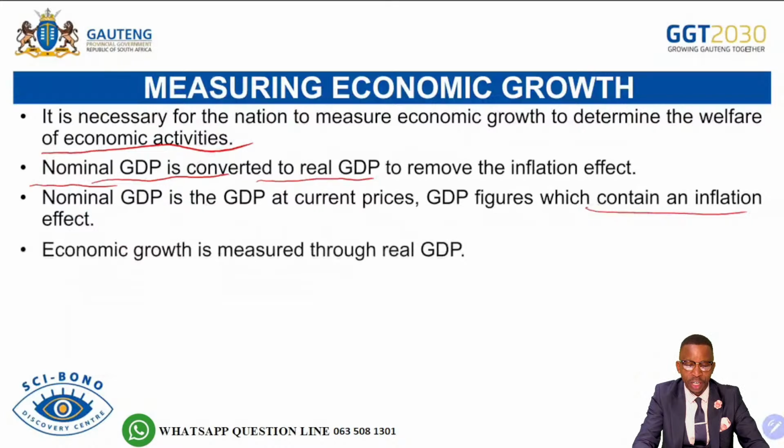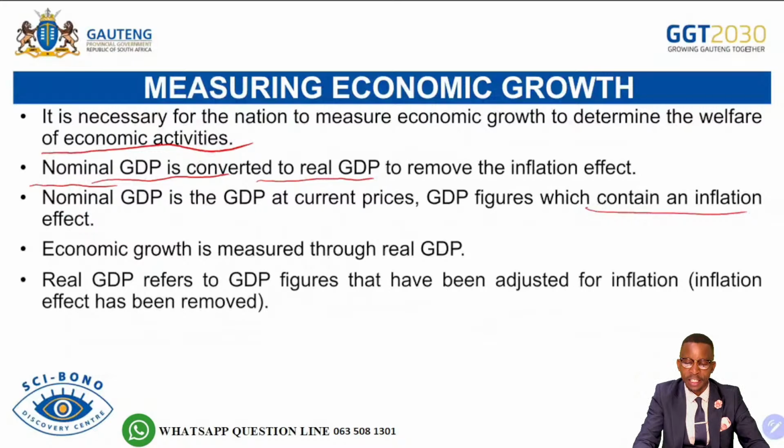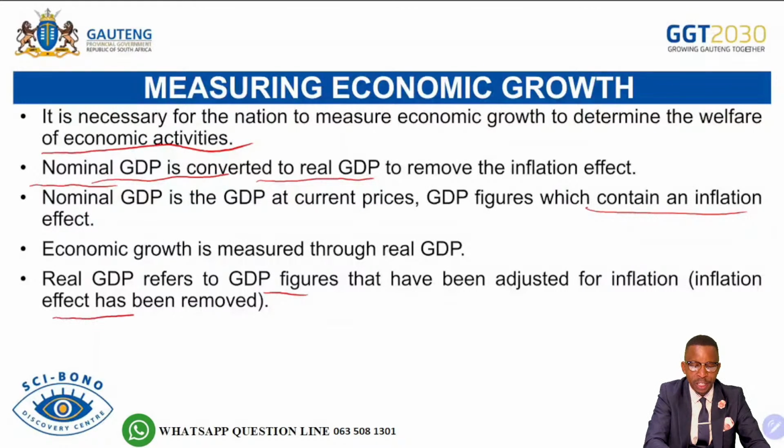Economic growth is measured through real GDP. Remember, we mentioned that real GDP refers to GDP figures that have been adjusted for inflation. We call this real GDP, or GDP at constant prices. So real GDP refers to GDP figures that have been adjusted for inflation. The inflation effect has been removed.